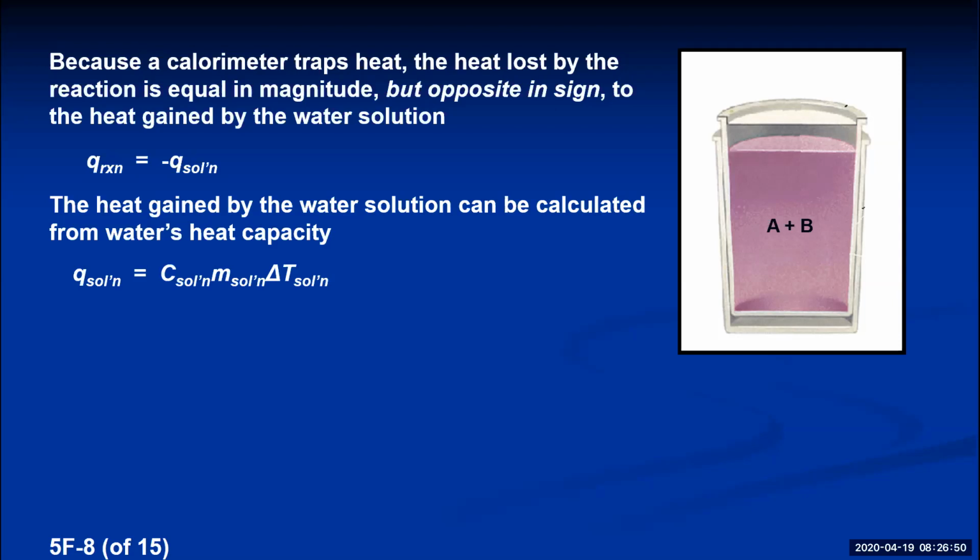So the Q of the water solution is going to be the heat capacity of the water solution, multiplied by the mass of the water solution, and then multiplied by the change in temperature of the water solution. If we can therefore calculate the heat of the water solution, then now we know the heat of the reaction. It's going to be the same number, but opposite in sign, because the Q of the reaction is the negative of the Q of the solution.